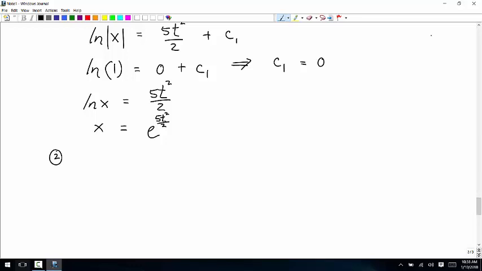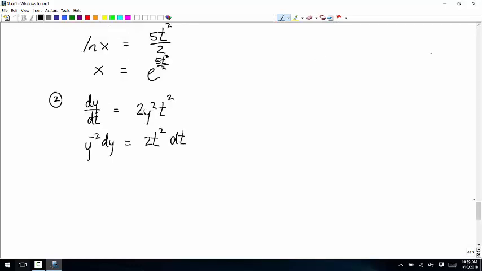And then the second equation says dy/dt is equal to 2y squared t squared. So y to the negative 2 dy is equal to 2t squared dt. Integrate, and you get negative y to the negative 1 is equal to 2t cubed over 3 plus c2.